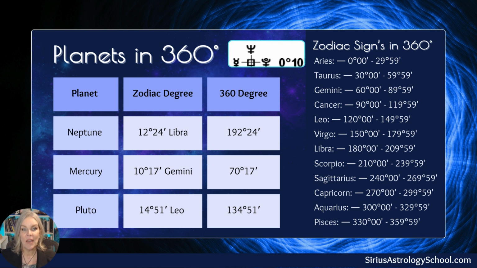And then finally, we have Pluto. And Pluto is at 14 degrees and 51 minutes of Leo. So we would look over here to see that Leo starts at 120 degrees. And then we would add 14 degrees and 51 minutes to that. And that would bring us to 134 degrees and 51 minutes. Now, this is important because remember, we're not talking about the signs. We can also look at it from the same perspective of where each planet is on the 360 degree wheel.